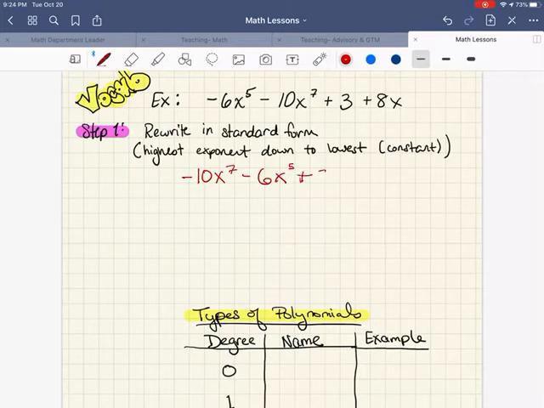Then plus 8x, and the constant always goes at the end. So this right here, we're going to label all these parts, is the constant. Okay. This whole term right here, because it's in front, is called the leading term.